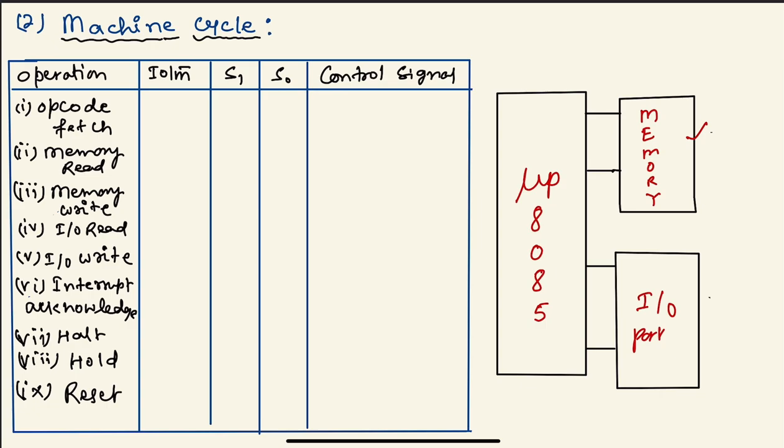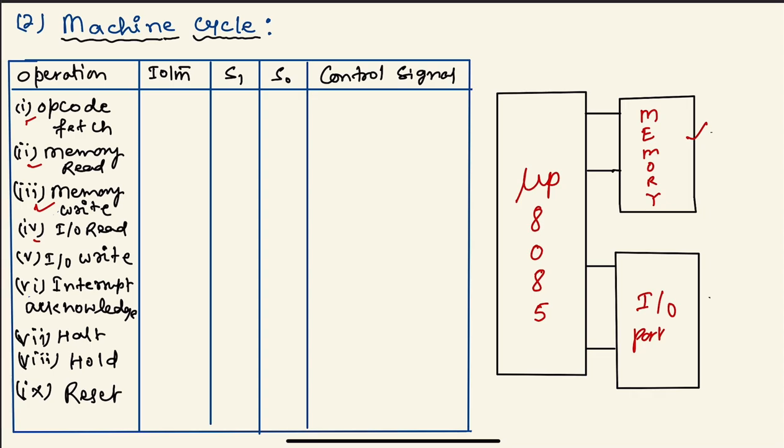There are basically these types of operations performed by the 8085 microprocessor. First is the opcode fetch operation. Second is the memory read operation. Third is the memory write operation. Fourth is the IO read operation. Fifth is the IO write operation. Sixth is interrupt acknowledgement. And seventh is halt, hold and reset. These are less frequently used, but the first five operations are more frequently used by this microprocessor.